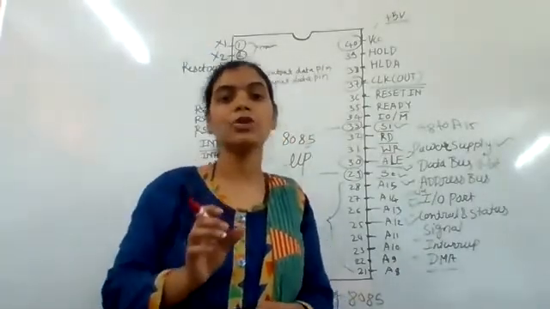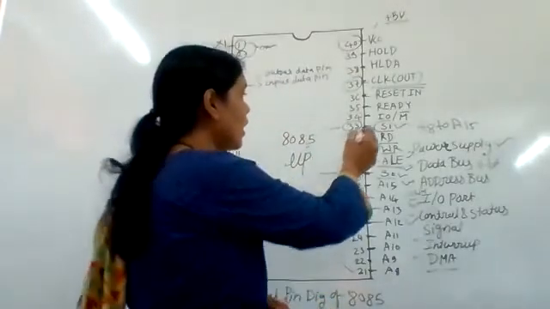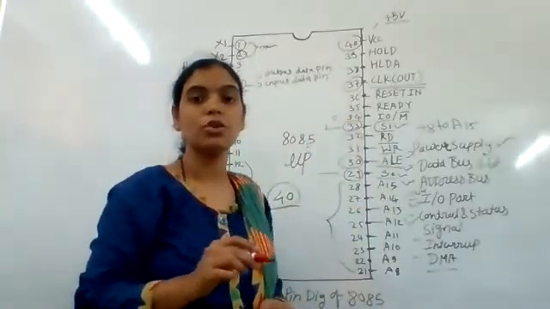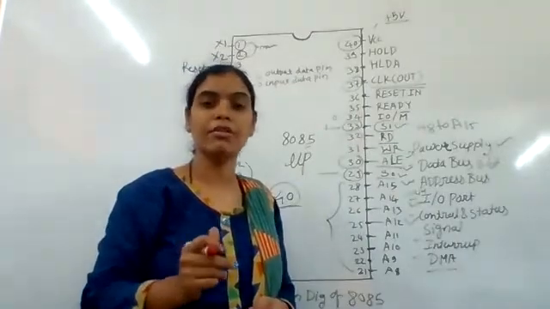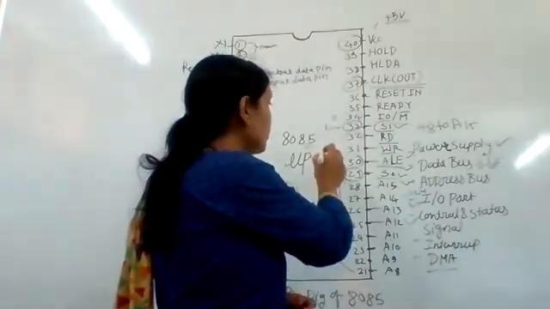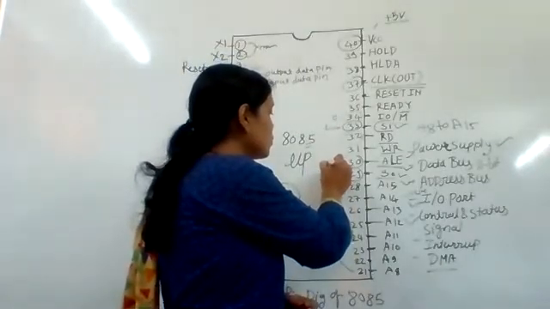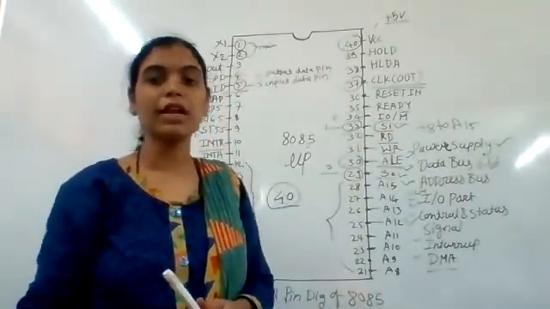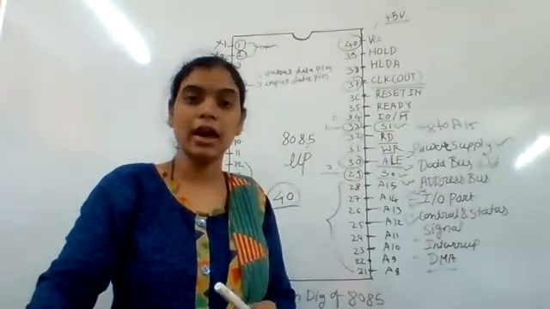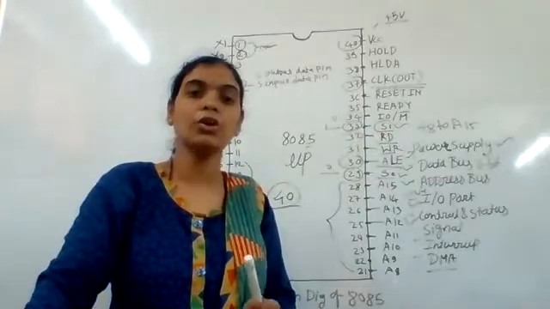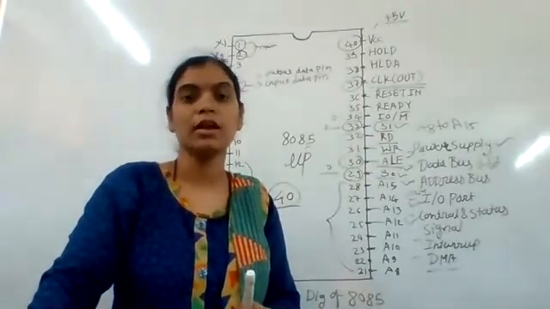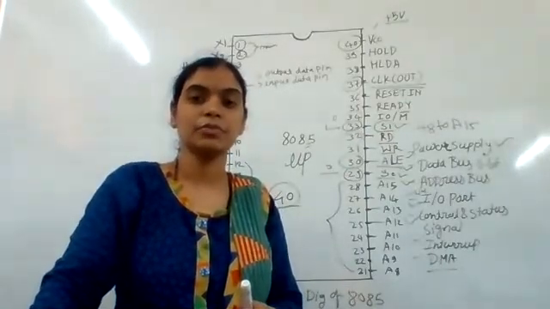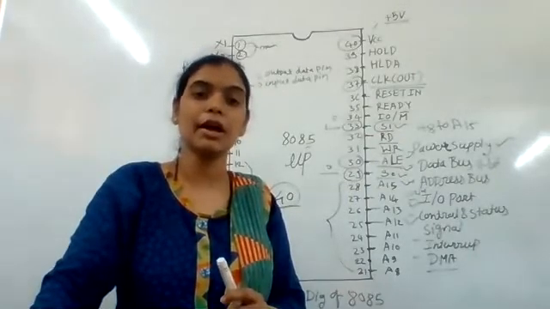When IO/M is 0 and S1 is 1, S0 is 0, at that time a memory read operation is performed. If all are high, that is 1, IO/M is 1, S1 is 1 and S0 is also 1, at that time it is interrupt acknowledge. So the data bus status is interrupt acknowledge.